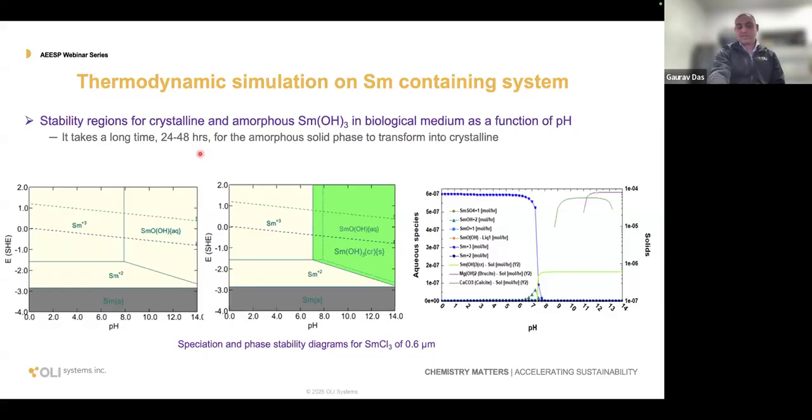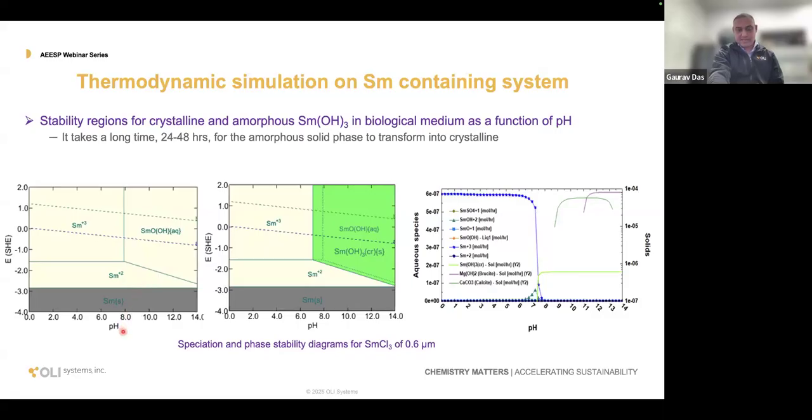Once all the subsystems have been modeled, we have conducted the thermodynamic simulations for the entire system. So rare earth elements in the PYG medium, which consists of calcium, magnesium, potassium, other cations, along with phosphate, sulfate, and carbonate. Here are the simulation results represented in terms of a Pourbaix diagram.